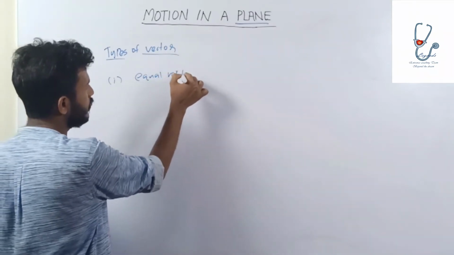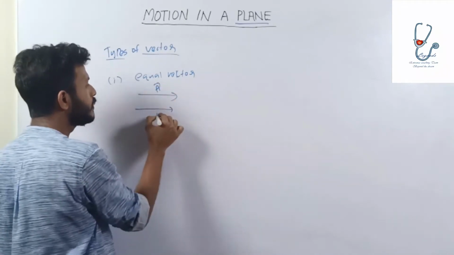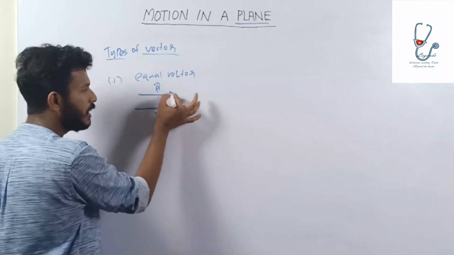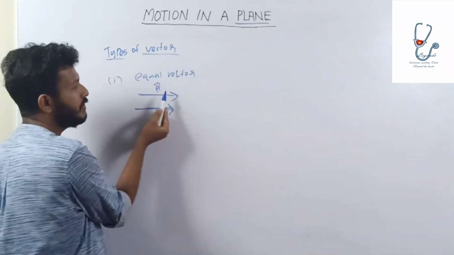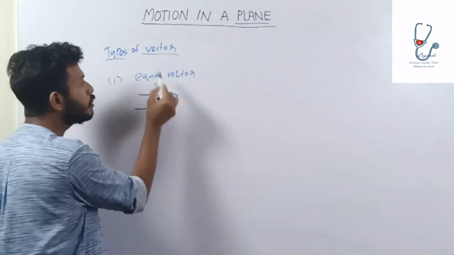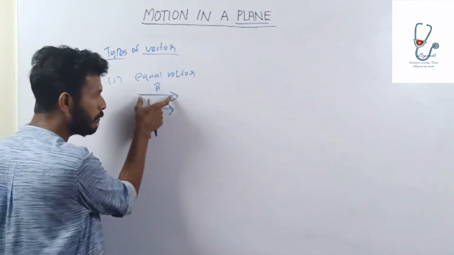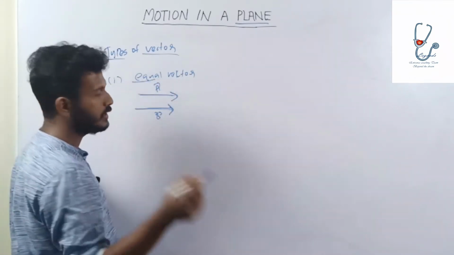Equal vectors. What do you mean by equal vectors? Consider two vectors A and B. If their length, that means magnitude, and head, that means direction, are both the same, then we can say A and B are equal vectors. If two vectors have the same magnitude and the same direction, they are called equal vectors.